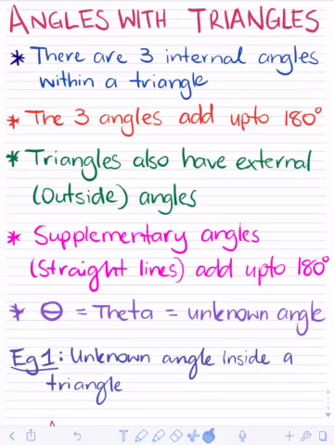We also will be dealing with external angles or outside angles of a triangle, and we'll also be discussing some supplementary angles or straight lines. Now we know that straight lines or supplementary angles always add up to 180 degrees.